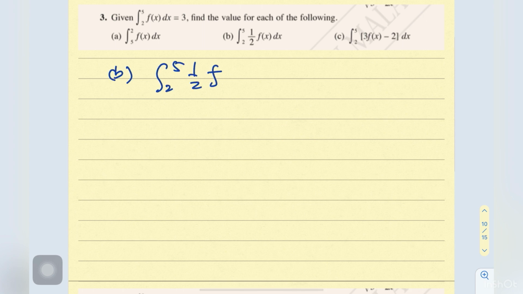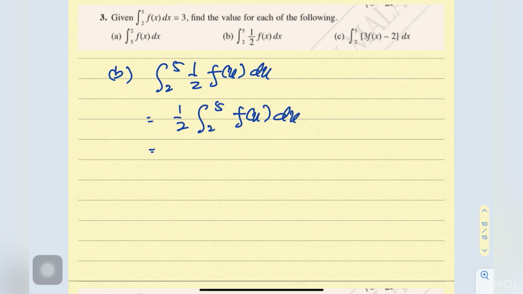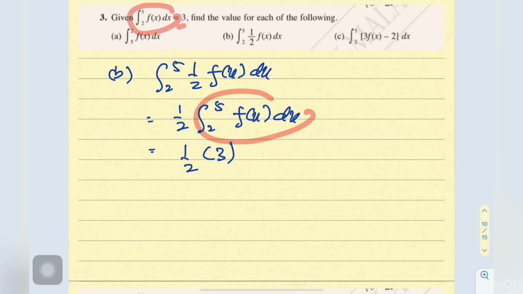The integral from 2 to 5 of 1/2 f(x) dx. Okay, and we have laws of definite integrals as well. When we have a constant here, we can move it out. So 1/2 times the integral from 2 to 5 of f(x) dx. Now the value of this integral equals 3. So 1/2 times 3 equals 3/2.